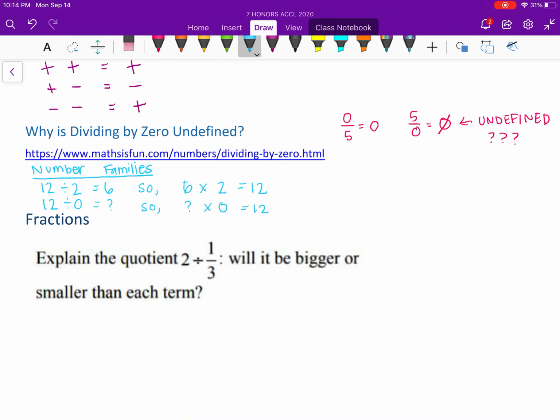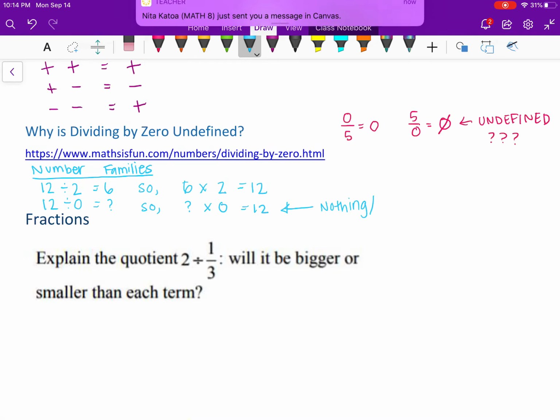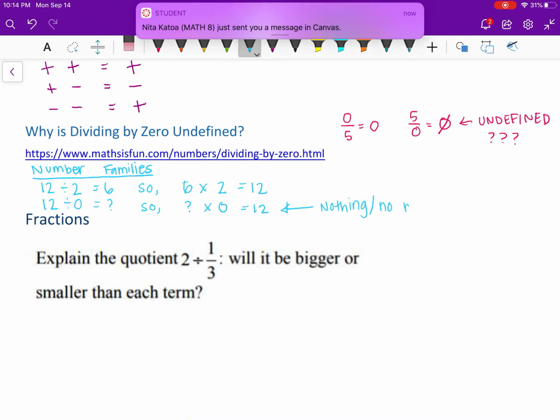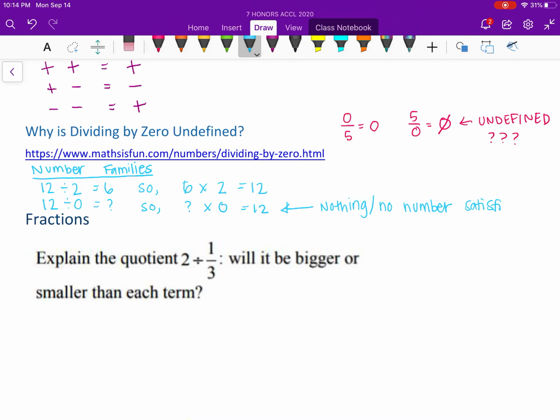So we're going to say that the reason why dividing by 0 is undefined is because no number satisfies the equation.